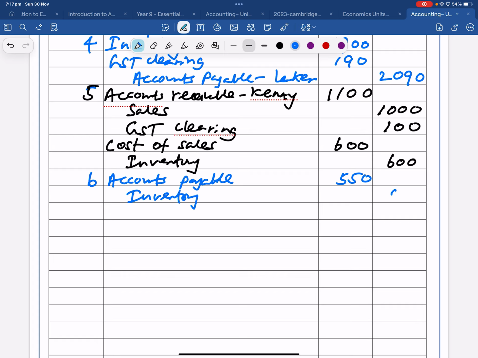Inventory decreases. Yeah, why does the inventory decrease? Because we are returning. When we return, decrease. So I said decrease, yes, credit.